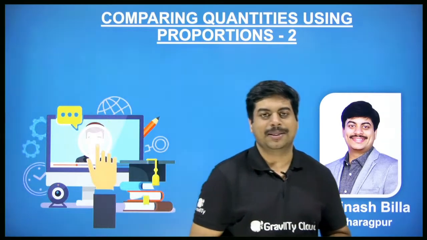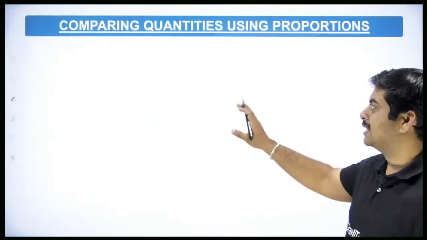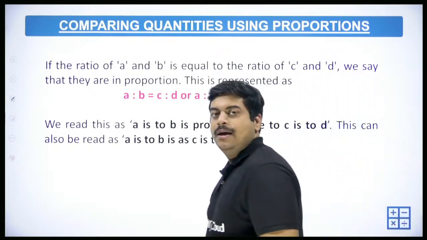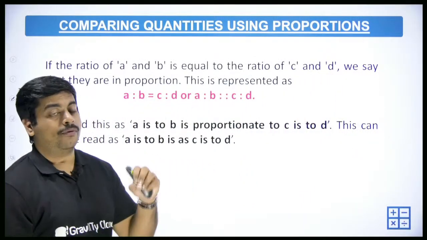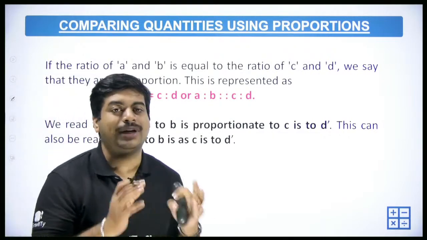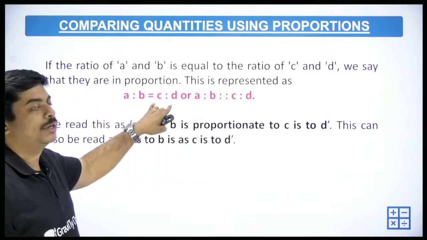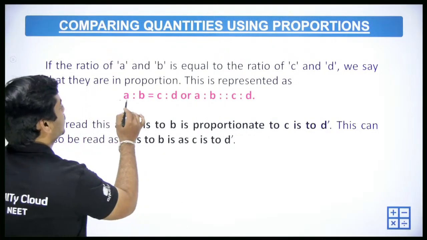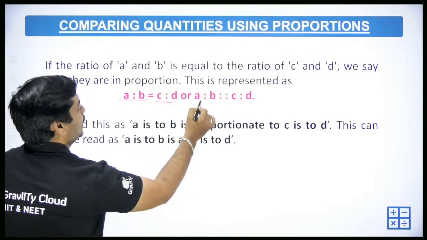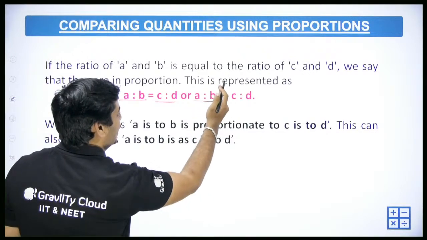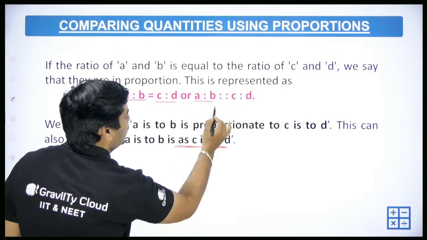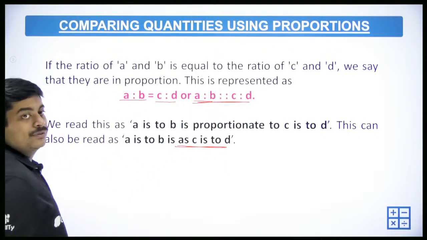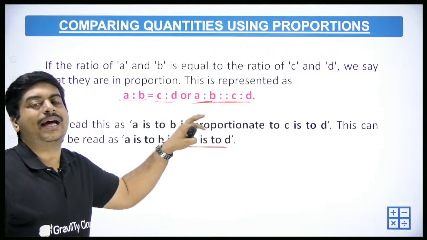Let's start today's session. So what is proportion, which we have discussed already in the last class? We already know what a ratio is. When we are trying to bring some relation between two ratios, A is to B and C is to D, and if these two are equal, or A is to B as C is to D, that is how we read that. That means if these two ratios are equal, we say they are in proportion.